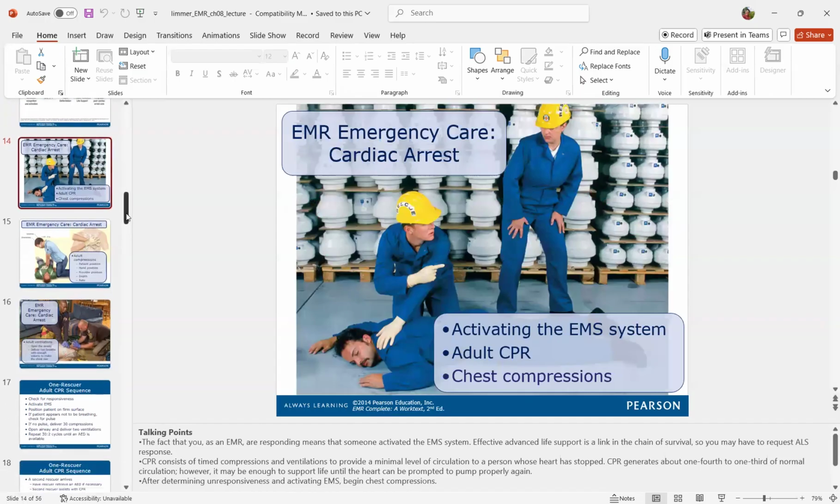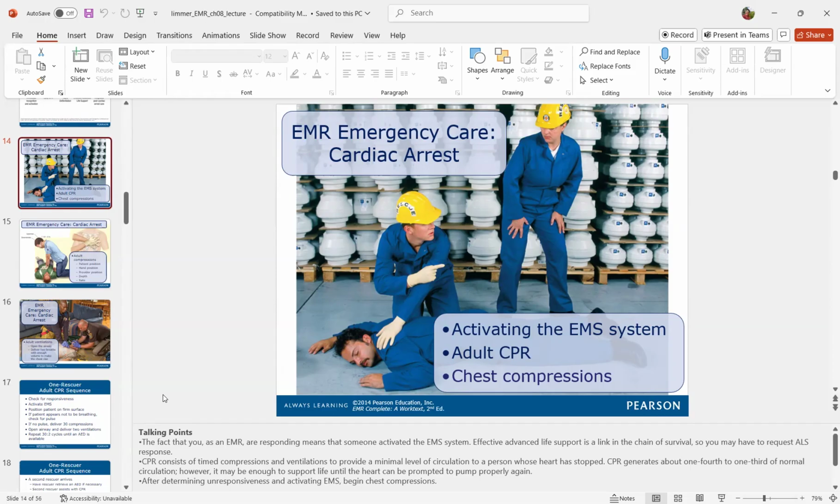All right, activating the EMS system. As a first responder, we are responding to the system with this. So effective advanced life support is a link in the chain of survival. So this is us as first responders requesting ALS or requesting air medical if needed, stuff like that, to just get things started early.